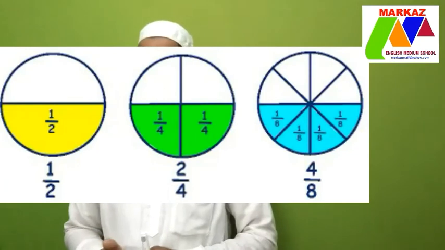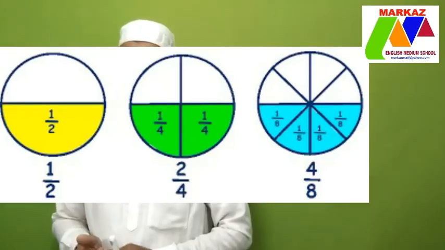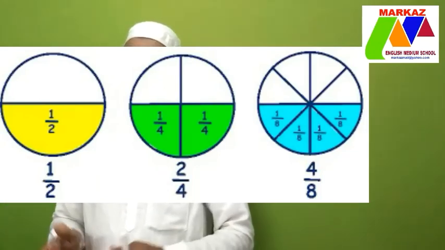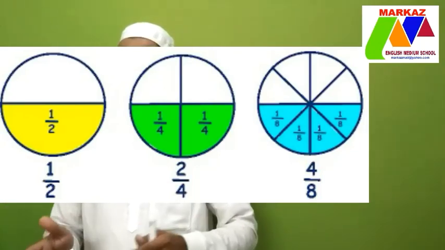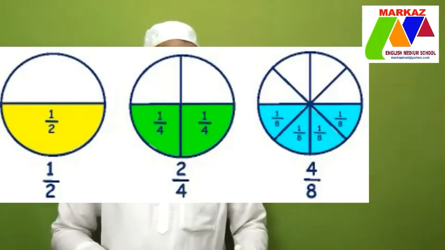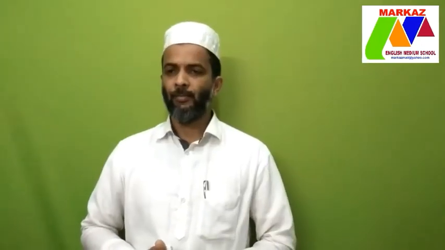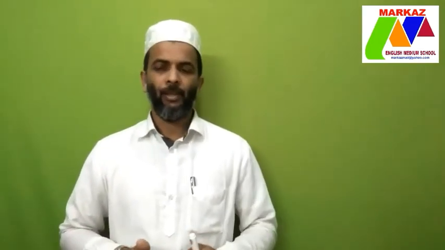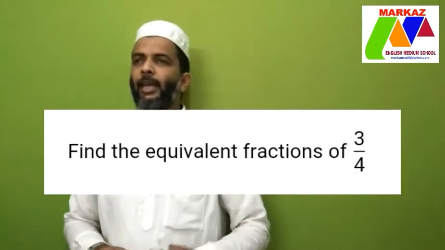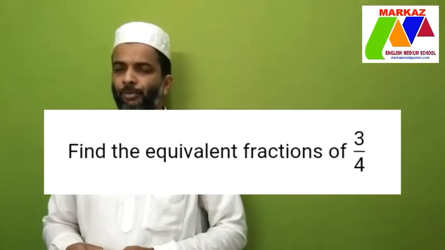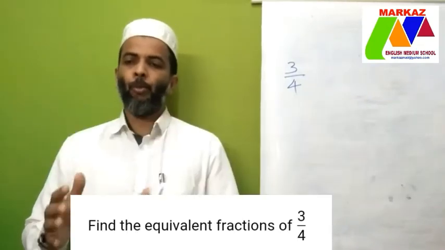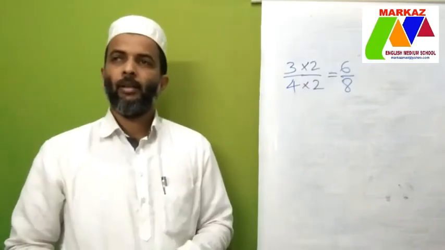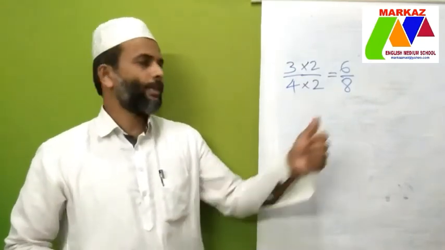Let us see how we can obtain the equivalent fraction of a given fraction. Multiply the numerator and the denominator of a given fraction by the same number. We obtain its equivalent fractions. Now let us solve an example to understand it in a better way. Write your question. Find the equivalent fraction of 3 by 4. Let us multiply the numerator and the denominator of the fraction with the same number. Equivalent fraction 6 by 8.